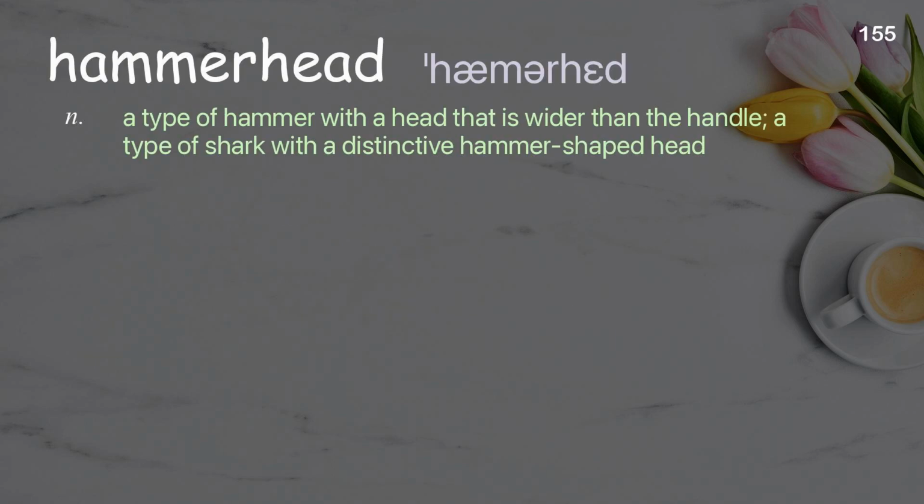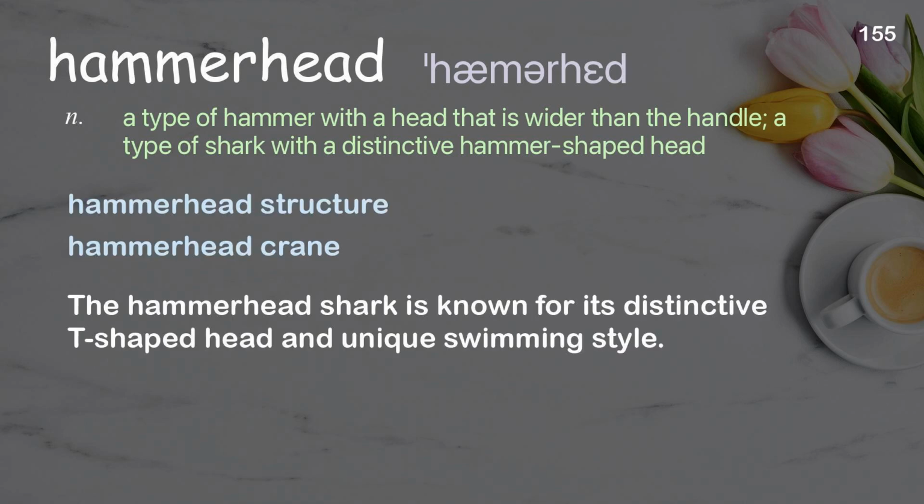Hammerhead. A type of hammer with a head that is wider than the handle, a type of shark with a distinctive hammer-shaped head. Examples: Hammerhead structure. Hammerhead crane. The hammerhead shark is known for its distinctive T-shaped head and unique swimming style.